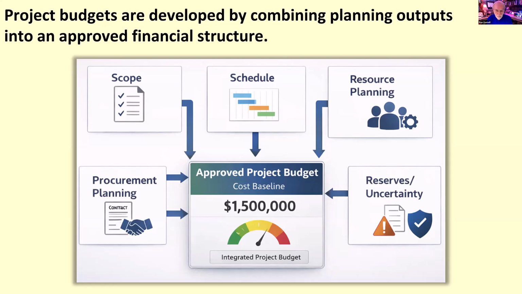The first input comes from scope planning. The scope artifacts identify what the project intends to deliver and what work is included. That gives the project team a basis for deciding what must be funded.